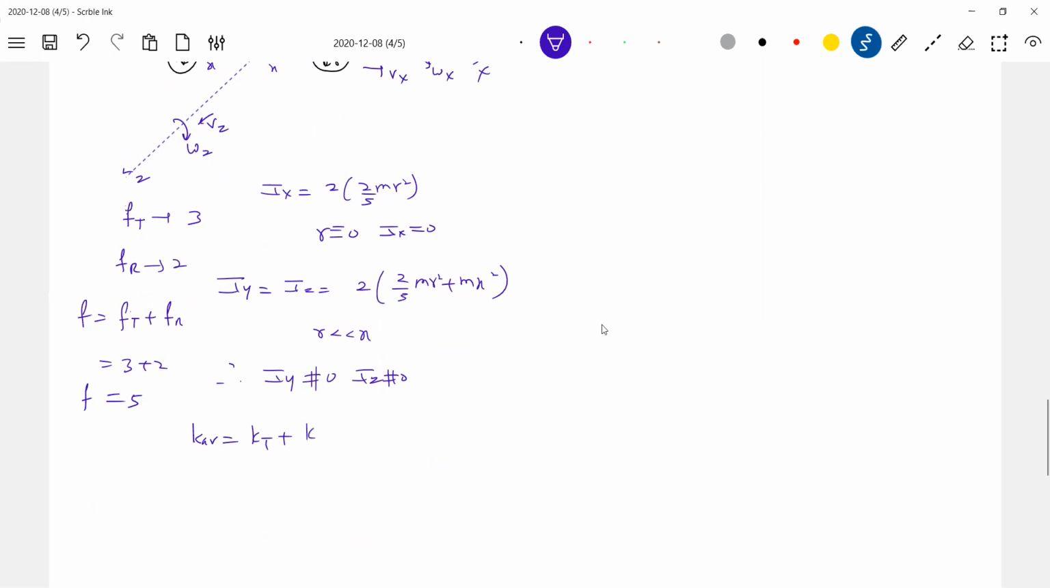Then what all energy will it have? Half kT for each, so due to translational and rotational. Now due to translational motion, how much will it be? 3 kT by 2. Due to rotation, half kT plus half kT. How much will it be? kT.